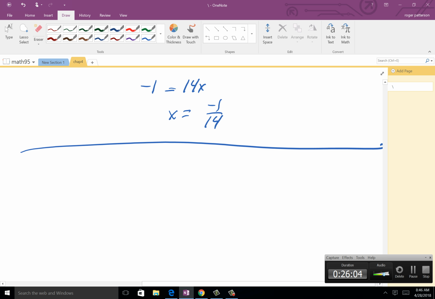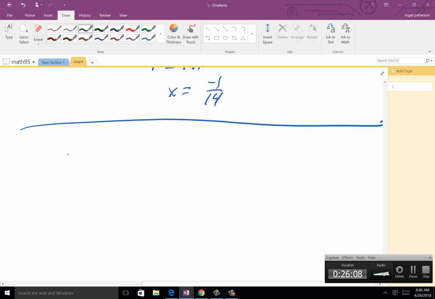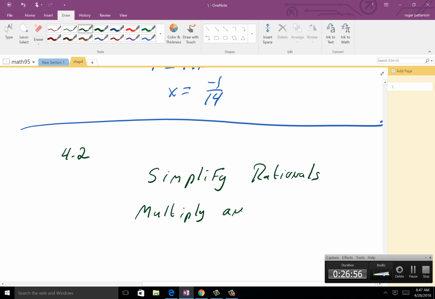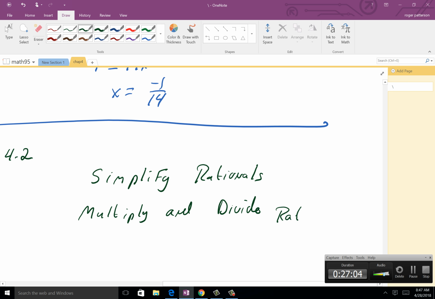We'll go a little bit more here and I'll give you a little break. So let's take a look at 4.2. All right. So 4.2 talks about operations on these things. So it talks about multiplying them and dividing them. But before you can do any of that, we need to simplify them. So simplify rationals, and we're going to multiply and divide them. Those are our topics in this section.